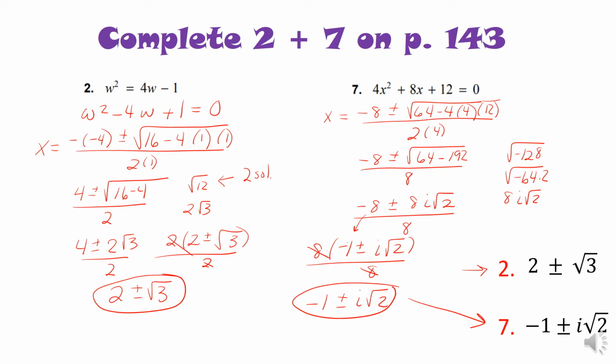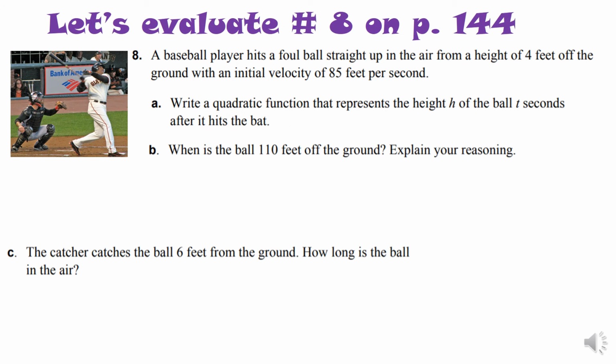You had to simplify. Okay, we're going to solve this problem. It's a little more complex than most, so we're going to do it together. So a baseball player hits a foul ball straight up in the air from a height of 4 feet. As soon as it says from a height of 4 feet, we know that that's our starting height, and so that makes 4 our C. And then it says off the ground with an initial velocity of 85 feet per second. So that is our B.